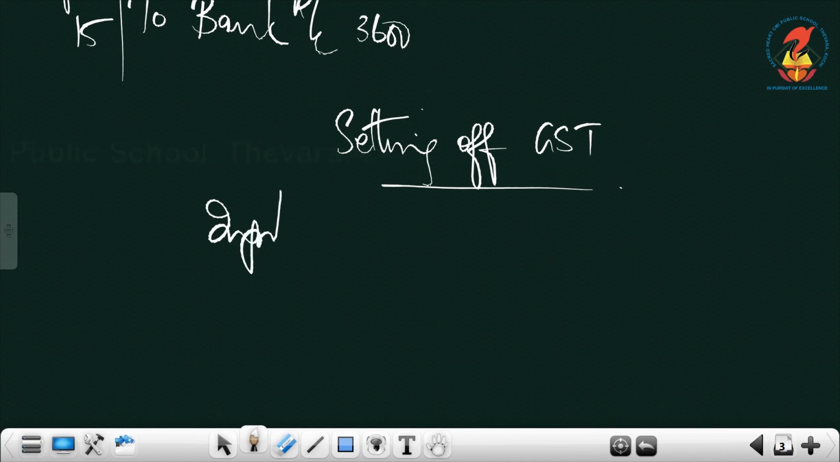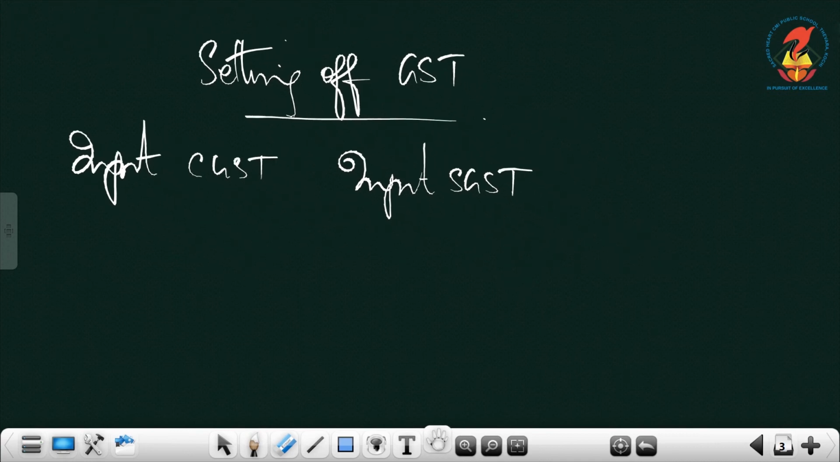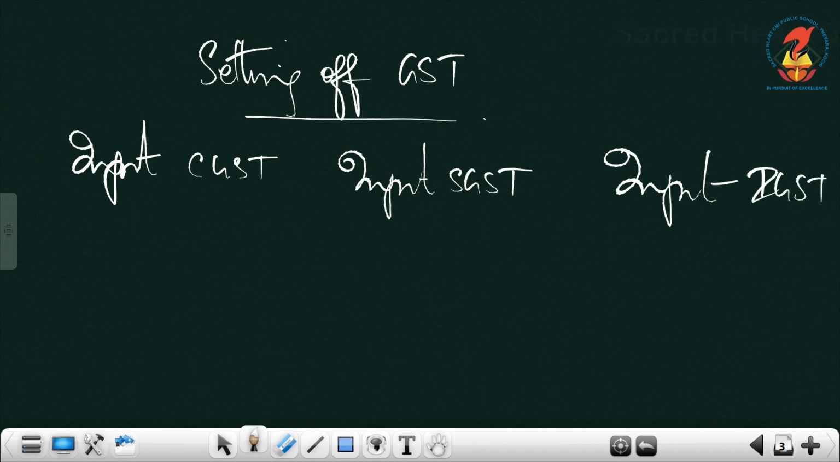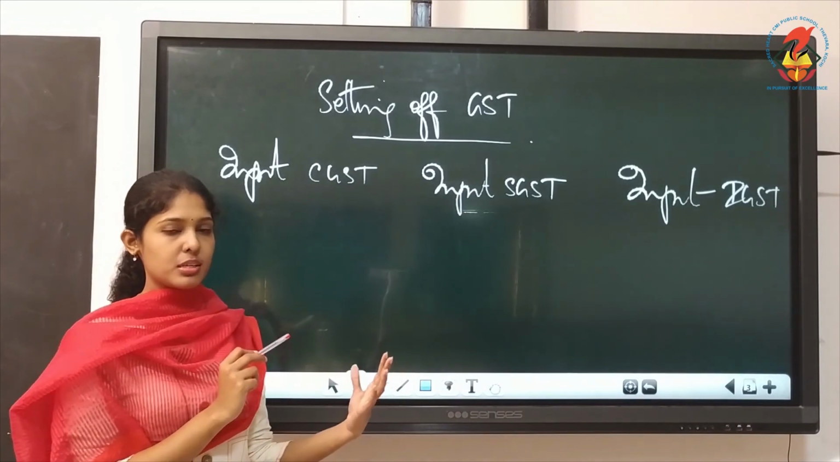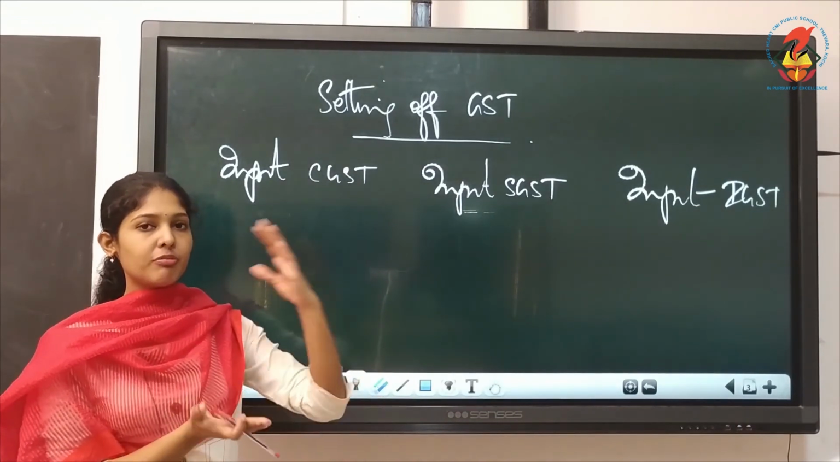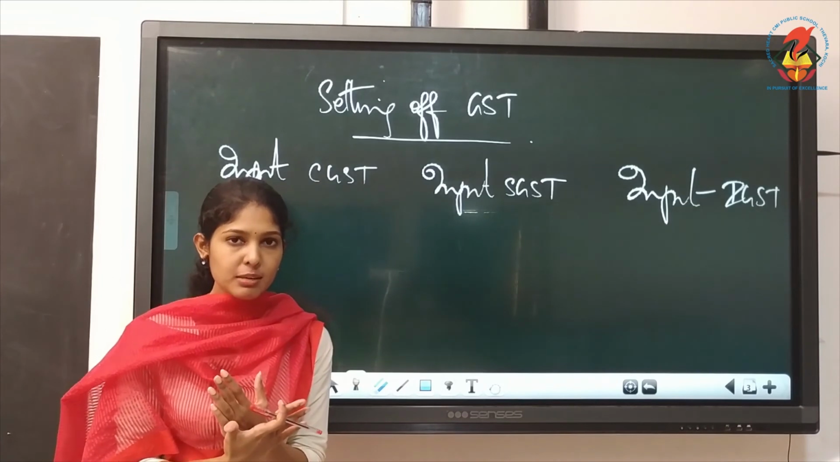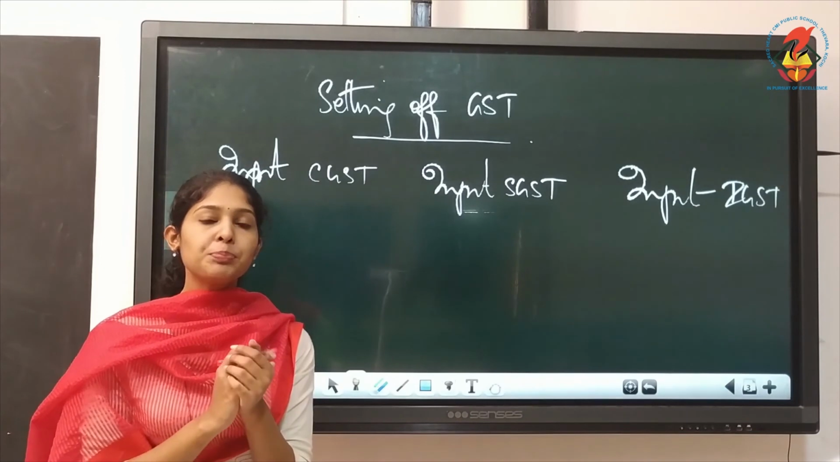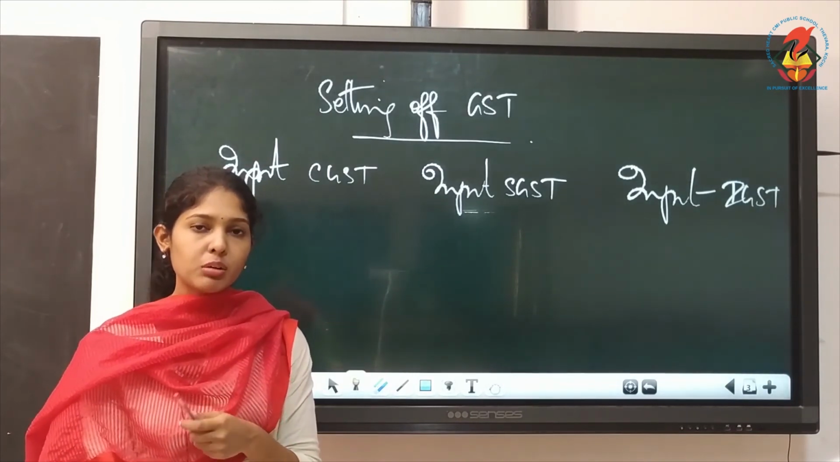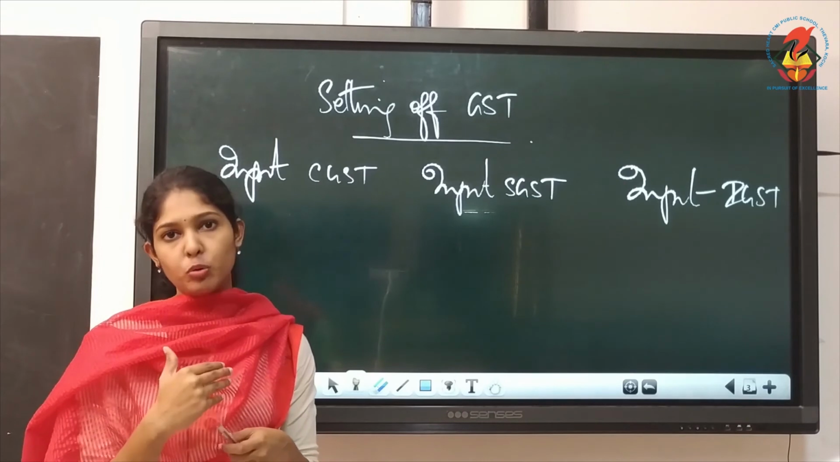So we have three types of input GST, that is input CGST, then we have input SGST, and we have input IGST. So we are going to see what is the order in which this input GST can be set off against output GST. Input GST means the amount that we paid, that can be set off or met from the amount that we collected. That is called output GST.